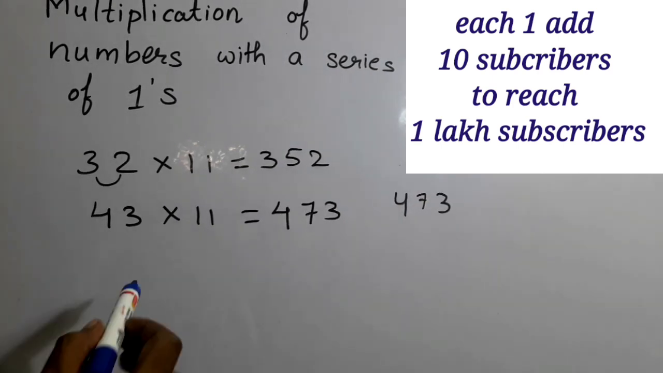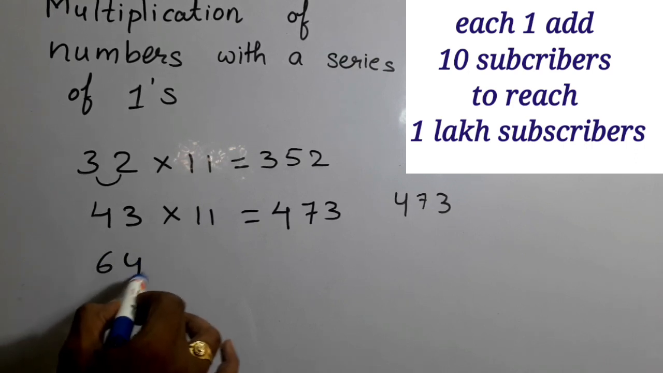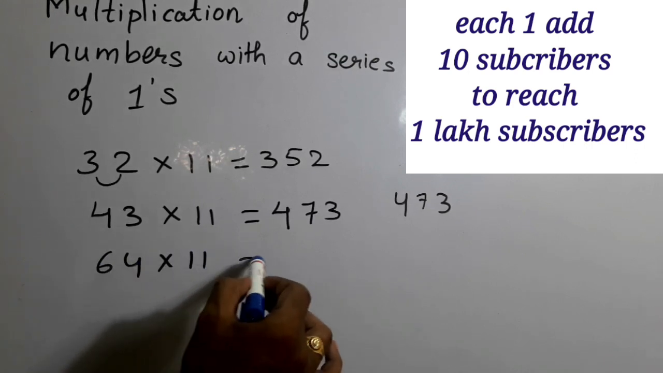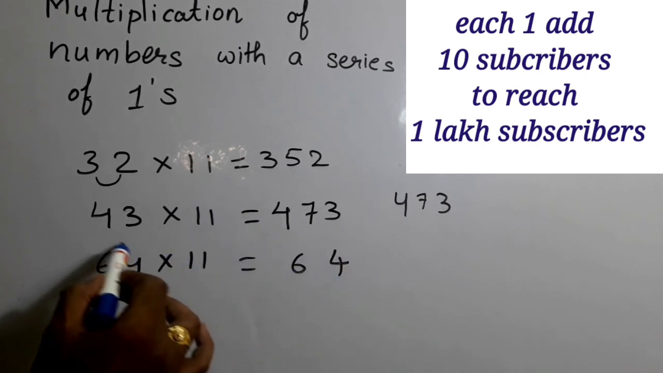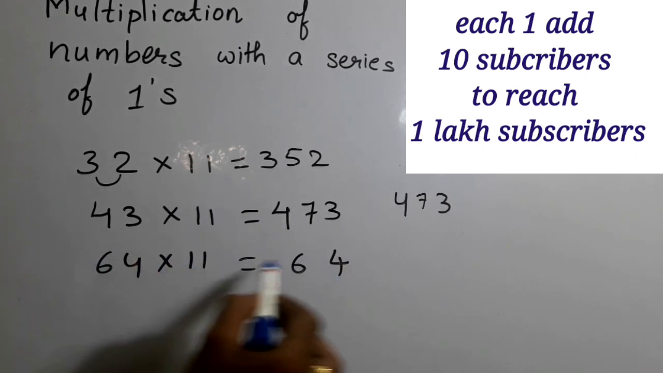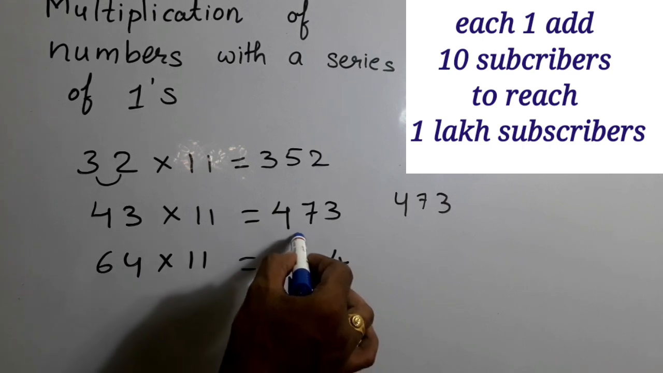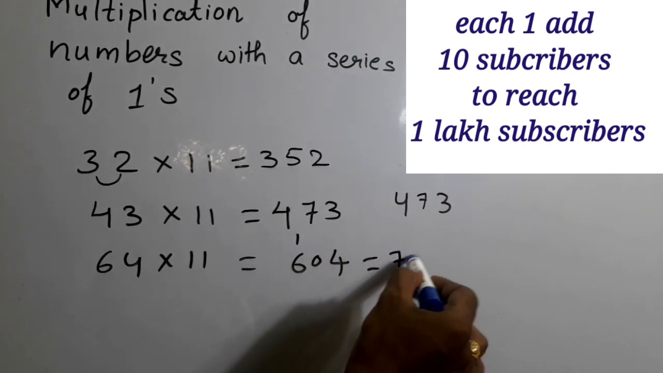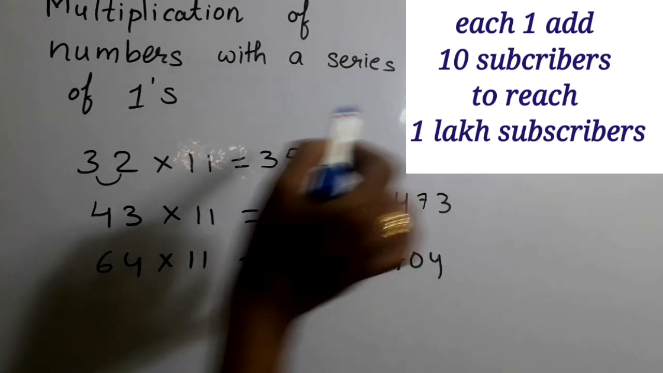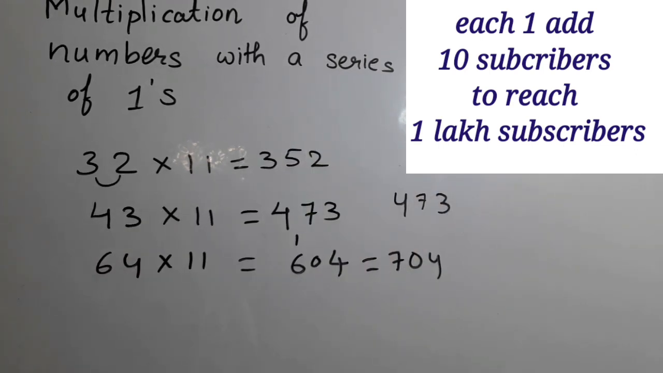For example, if you want to multiply 64 into 11, 6 and 4 are the common, but 6 plus 4 is nothing but 10. 10 means 0 here, 1 here. 1 plus 6 is nothing but 7, 0, 4. 704, not 7 4. Multiplication of any number with 11 is very simple.